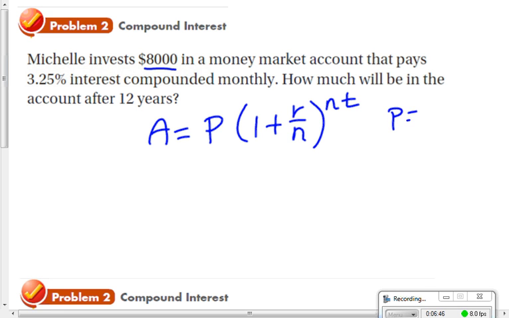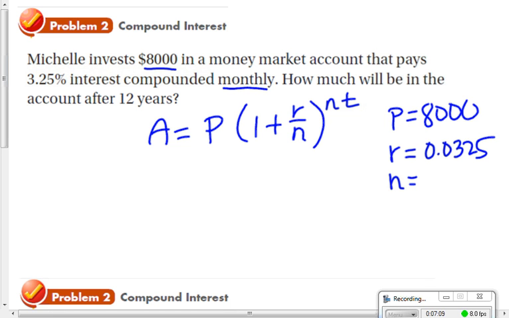So P equals 8,000. R is our rate, and we're going to write that as a decimal, so 3.25% divided by 100 is 0.0325. Our n is the number of times it's compounded, which in this case is monthly, so that'd be 12 times per year. And then our t is the number of years, which is 12 years. Now we're just going to substitute all those values in and simplify it.